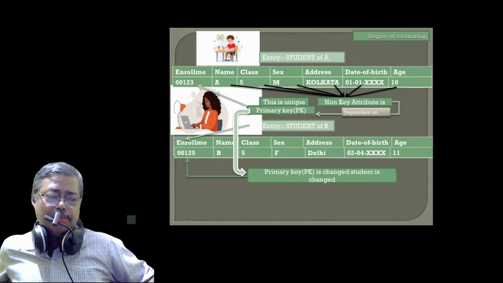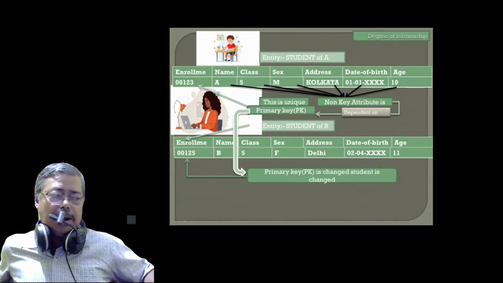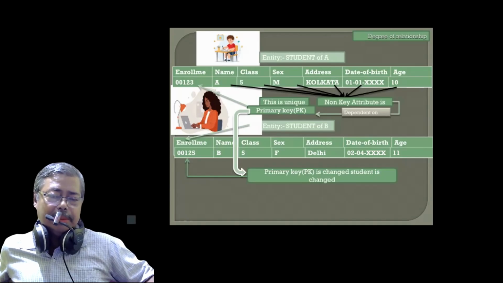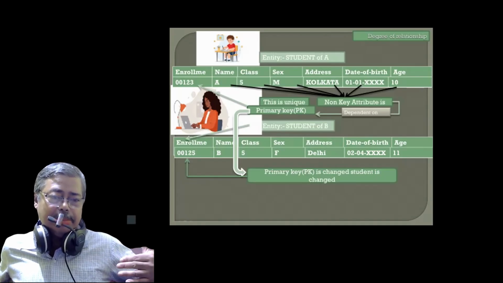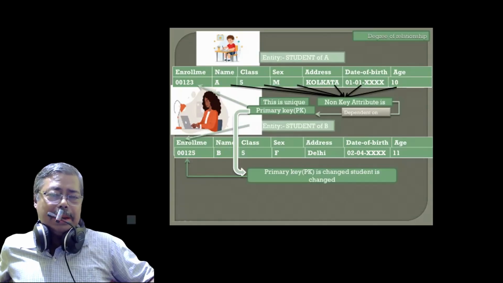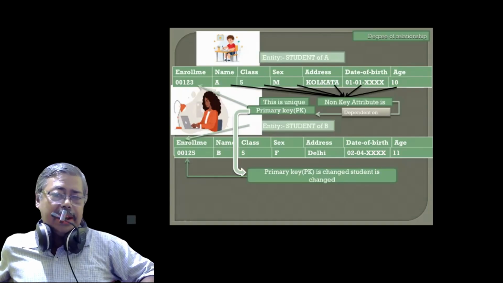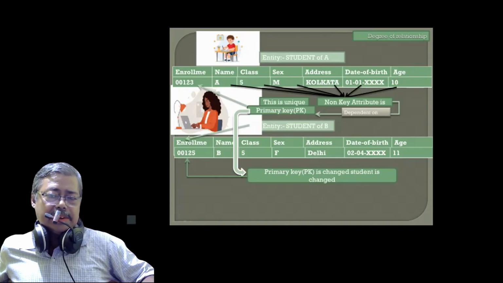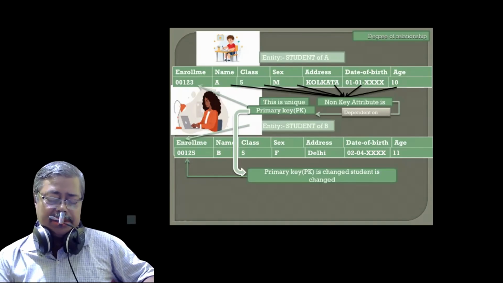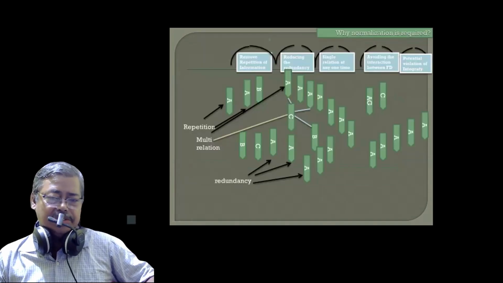The primary key of one table is related to another table, and the primary key in the other table is called a foreign key. So in one table it is the primary key, and in another table the same key is called a foreign key. And this is the relation, that is, the primary key relating to another attribute. It is a relation, and the degree of relations is different.